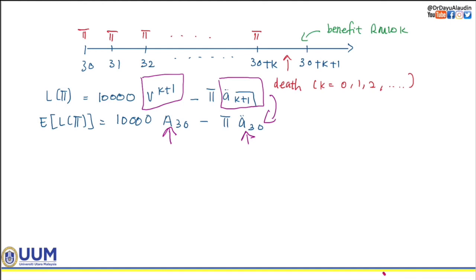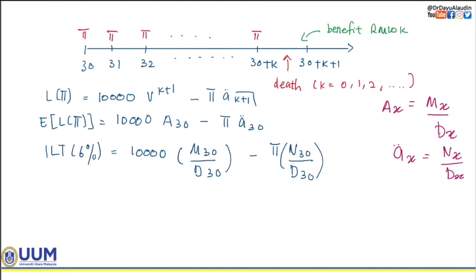Since we are not covering the discrete case for insurance, I would like to introduce you to the insurance for the discrete. So this is for whole life insurance. Ax, so A30 is equal to M30 over D30. Remember, for annuity we use Nx over Dx. For insurance, we use Mx over Dx. So we refer to the same table, ILT, the illustrative life table, at i equal to 6%.